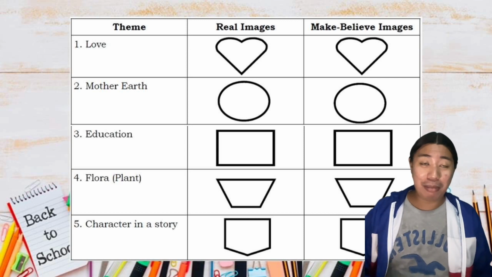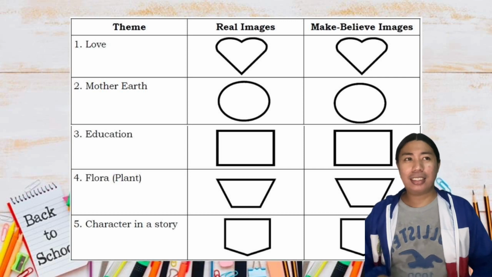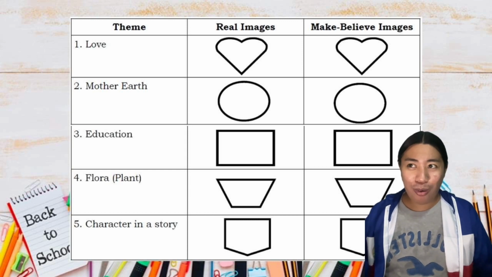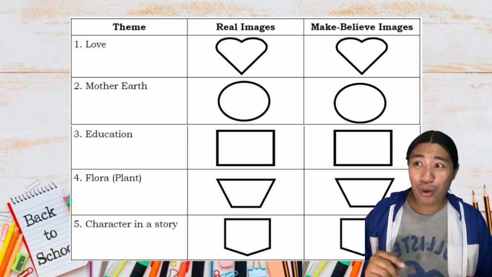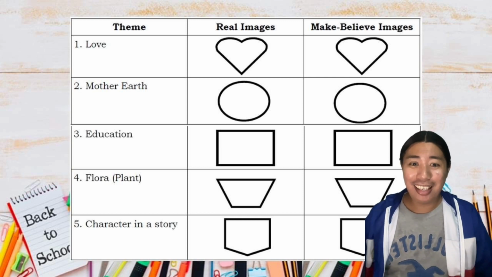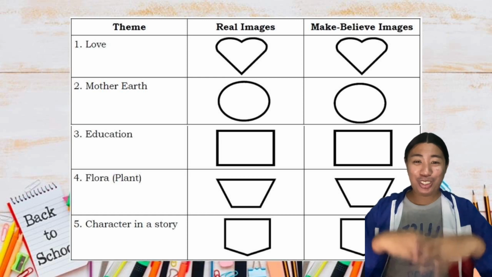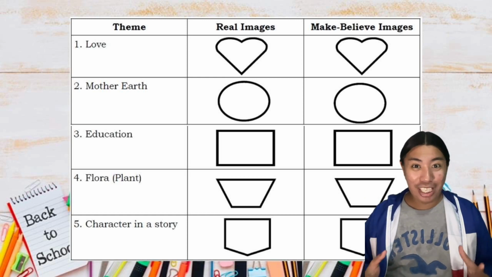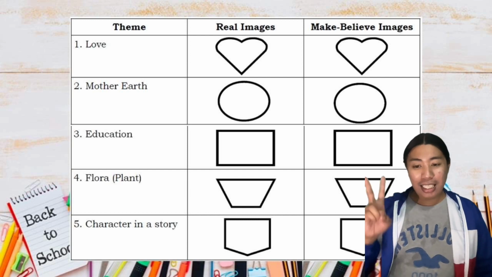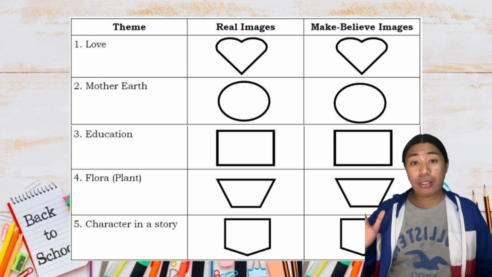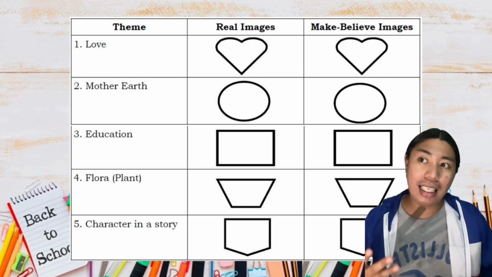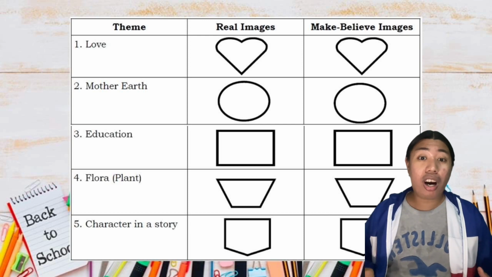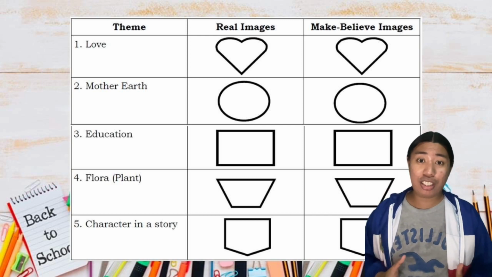Then for make-believe images, pwede kayong mag-drawing ng, for instance, yung pagmamahalan ng tao at engkanto, like tao at fairy or tao at mermaid. So, yun ay make-believe images na may kinalaman pa rin sa pagmamahal, love. So, isulat niyo siya sa loob ng shape na heart. Okay? Second is about Mother Earth. So, pwede kayong mag-drawing dyan ng mga taong nagpapakita ng pagmamahal kay Mother Earth. Yung mga nagtatanim, naglilinis. So, those are real images. Ipasok niyo siya sa shape na circle.